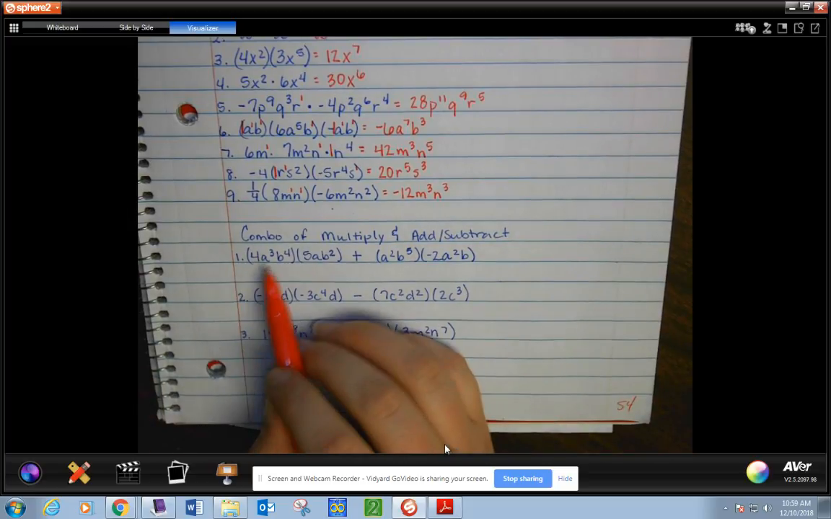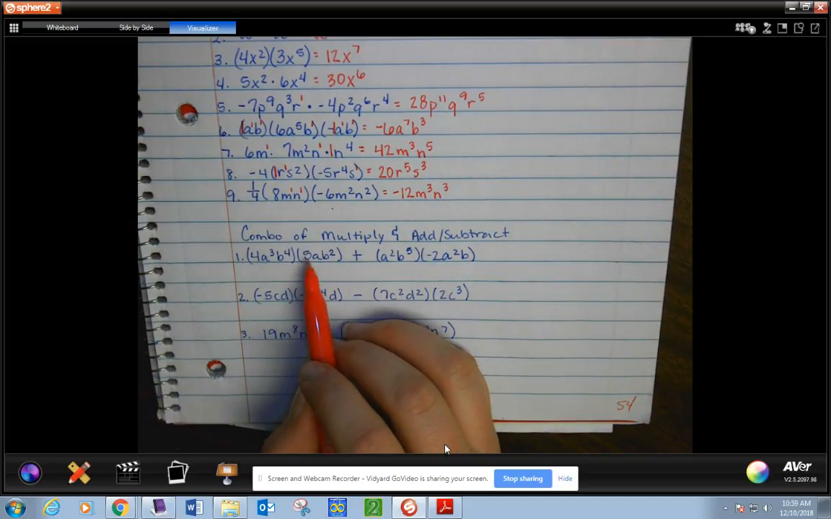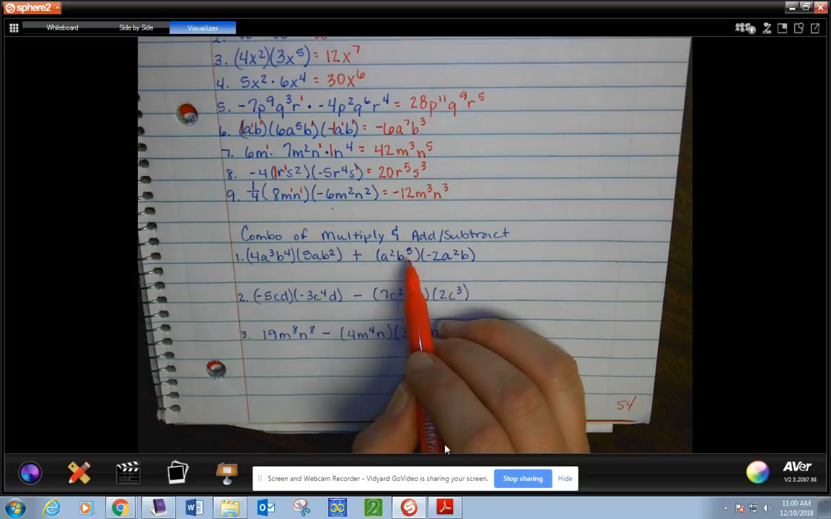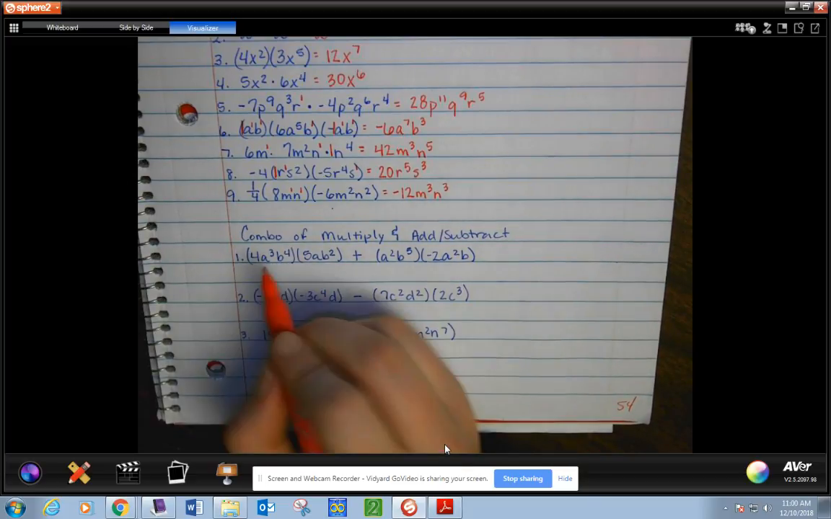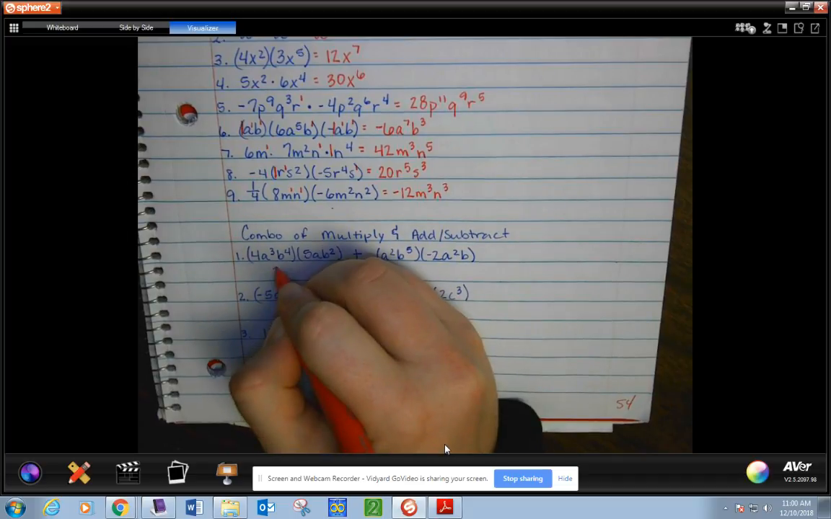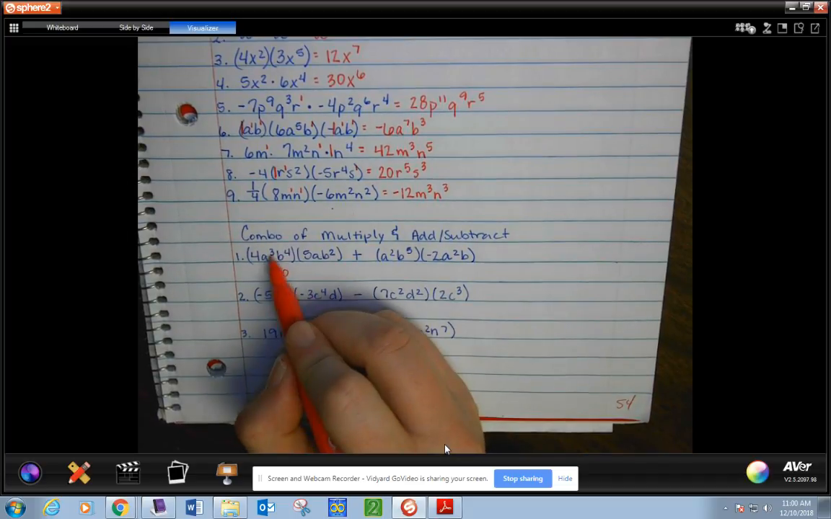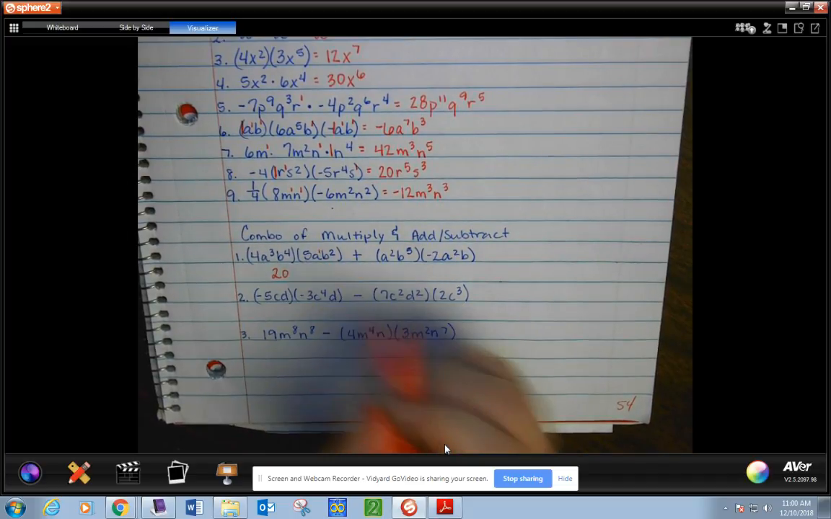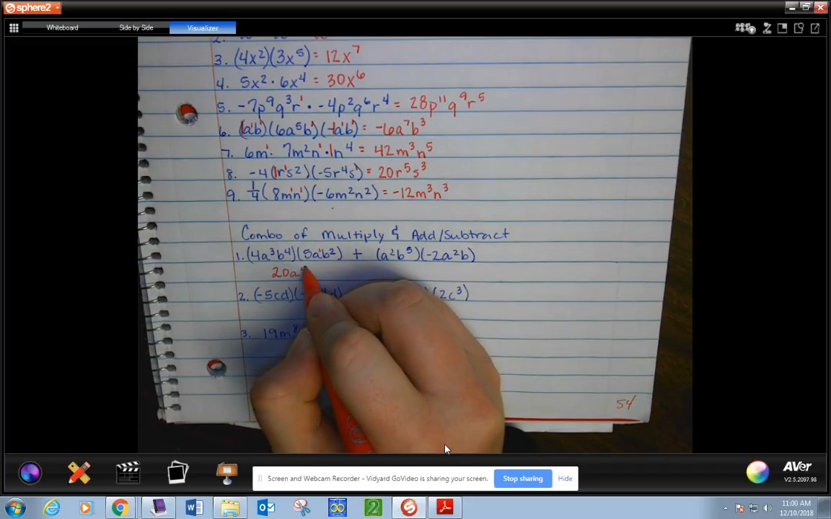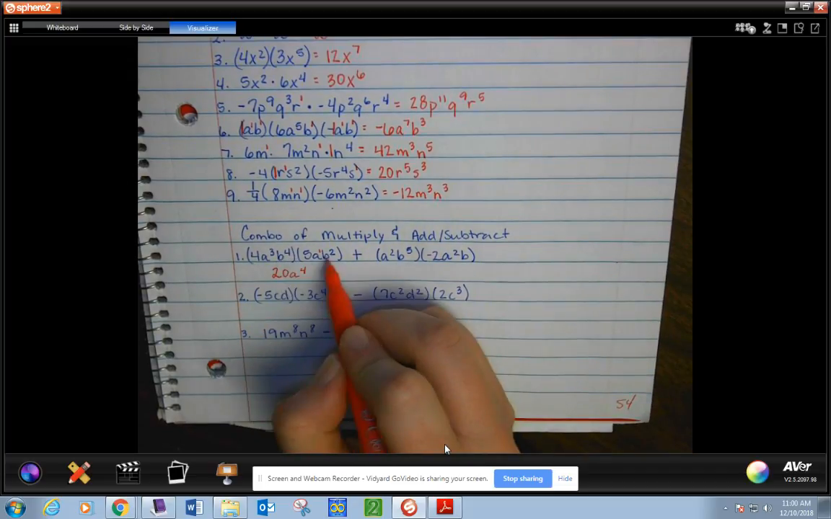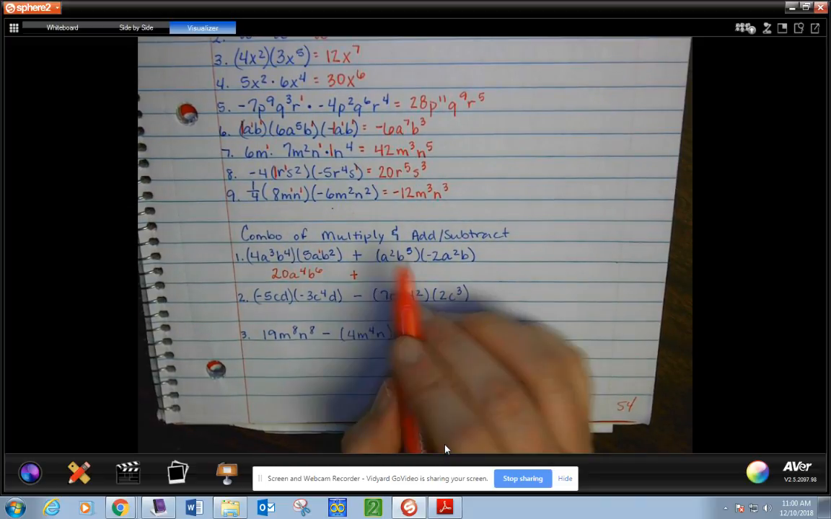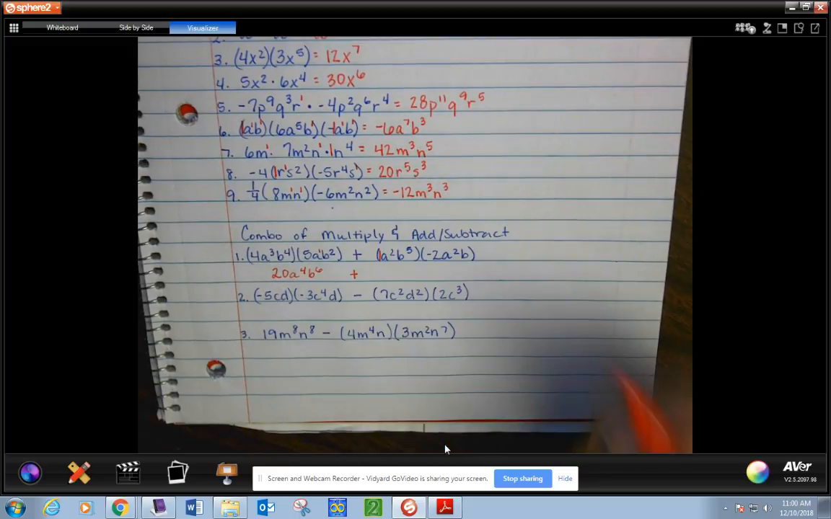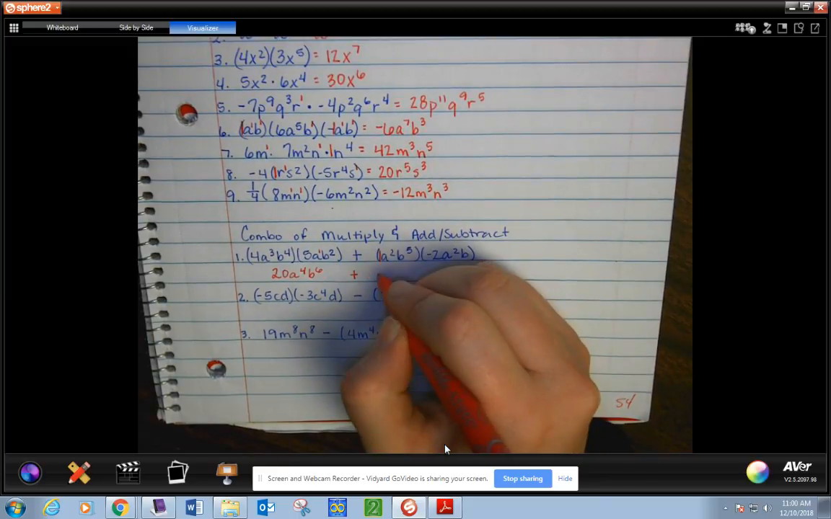So if I have 4a to the third b to the fourth times 5ab squared plus a squared b to the fifth times negative 2a squared b, I'm going to multiply first. So 4 times 5 is 20. A3 and A1, since we are multiplying, I add those and I get A4. B4 and B2, I add those and I get B6. Keep my plus sign. Here I have a 1, so 1 times negative 2 is negative 2.